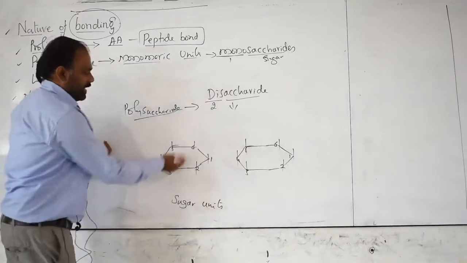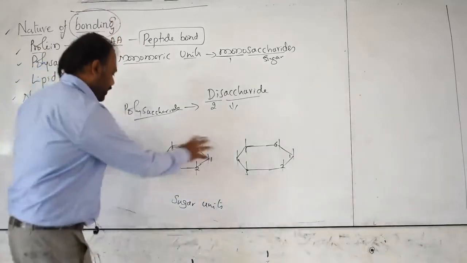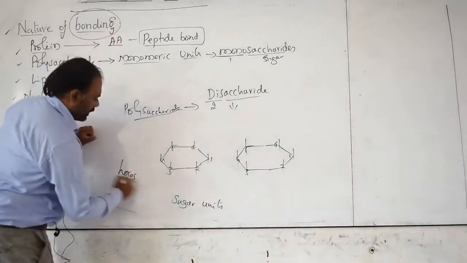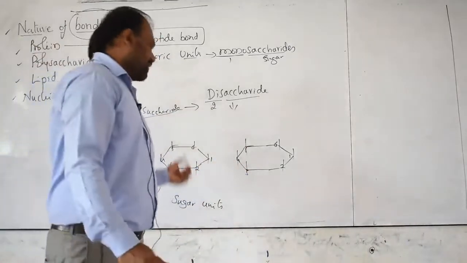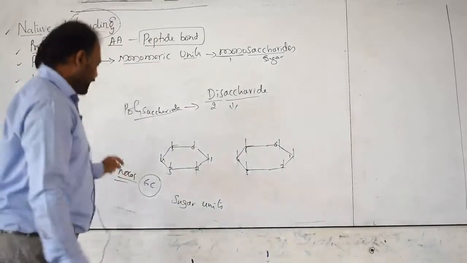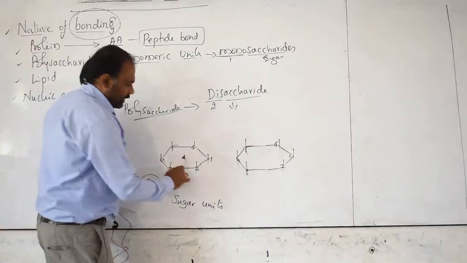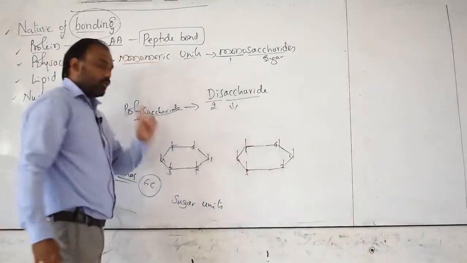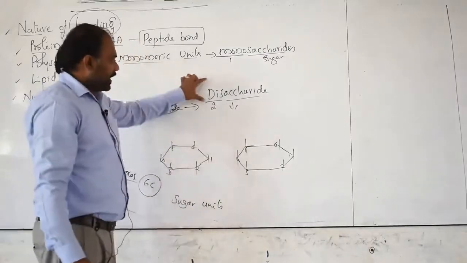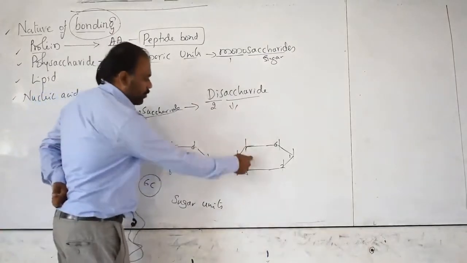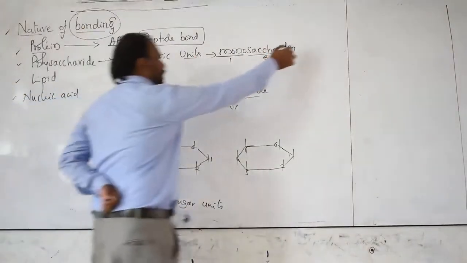There are 6 carbon atoms, so they are simply called hexose sugars. The structure which contains 6 carbons is called a hexose sugar. There are 2 sugar units, nothing but a disaccharide. Very simple to understand. So in a disaccharide, how are these 2 monosaccharides held together? That is our question.